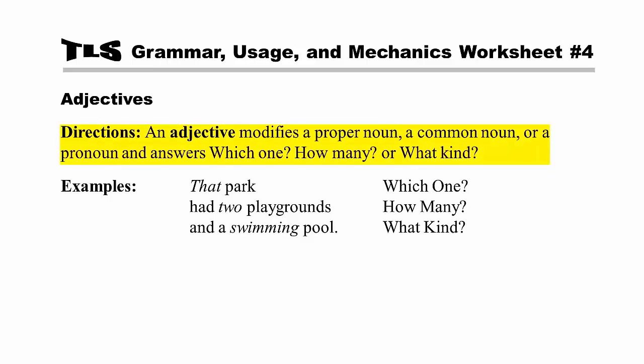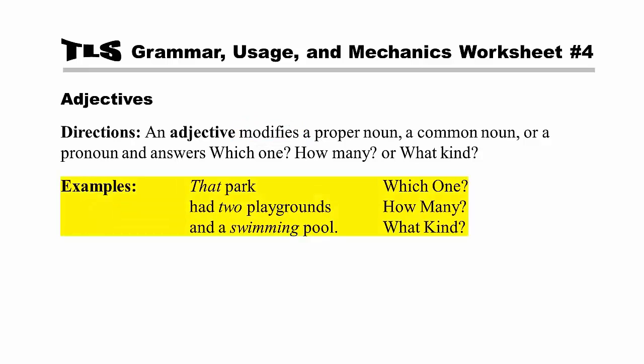First, read the directions. An adjective modifies a proper noun, a common noun, or a pronoun, and answers which one, how many, or what kind. Explain that modify means to describe, change, limit, or restrict, and that this term is used to talk about relationships between words. Next, read the examples. That park answers which one. Had 2 playgrounds answers how many. And a swimming pool answers what kind.